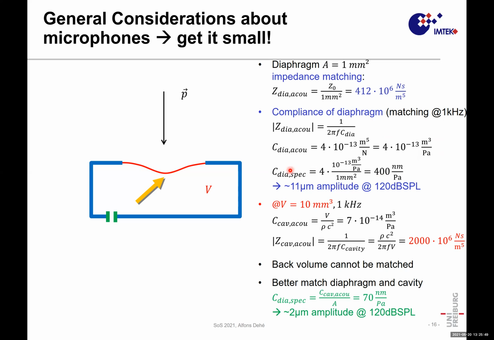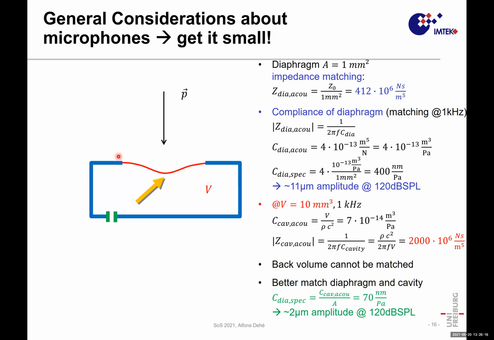Only if we look at high sound pressure levels, like this 120 dB sound pressure level, which is a very high limit, we would displace our device by 11 micrometers already. So for a 1 micrometer thin diaphragm, only 1 millimeter in diameter, this is a huge displacement. Not sure that we can make this, but okay, we have this.